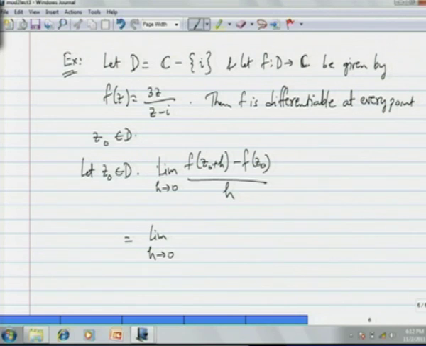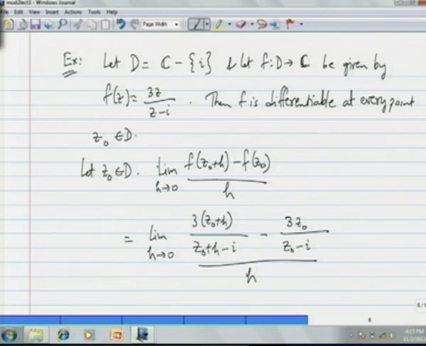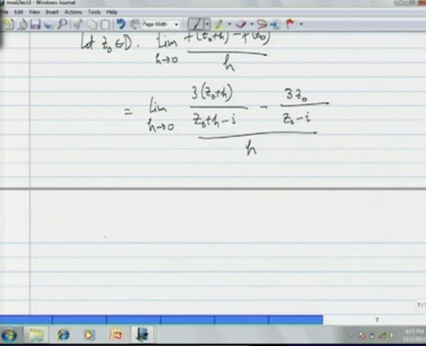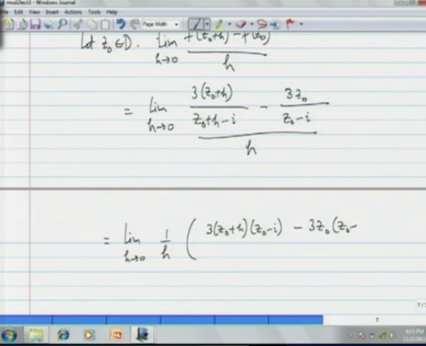the limit as h goes to 0 of 3 times z naught plus h divided by z naught plus h minus i, that is your f of z naught plus h, minus 3 times z naught by z naught minus i, that is your f of z naught, divided by h. So, this in turn is the limit as h goes to 0 of 1 by h times, let us clear the fraction in the numerator, 3 times z naught plus h times z naught minus i minus 3 z naught times z naught plus h minus i, divided by z naught plus h minus i times z naught minus i.